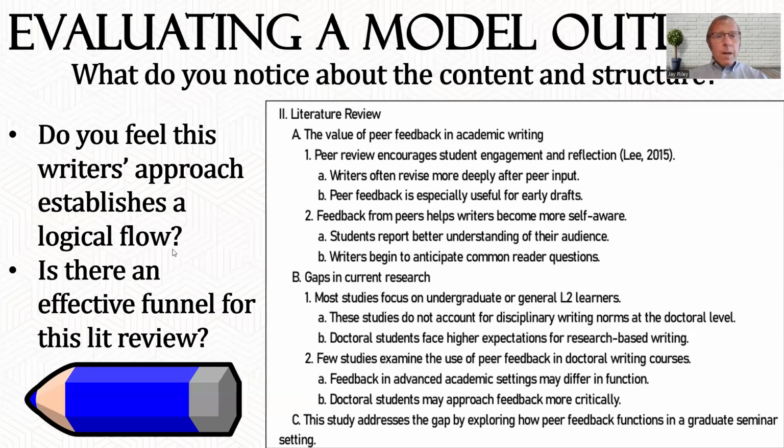So I do think there's a logical flow here, and do bear in mind that this is a very brief outline. If you were outlining the literature review for your dissertation, it's going to be many, many pages. I would start far more broadly. The value of peer feedback in writing, to me, it's too focused. I want the writer to start with something broader. Talk to me about academic writing first, right? And then you want to narrow that, right?